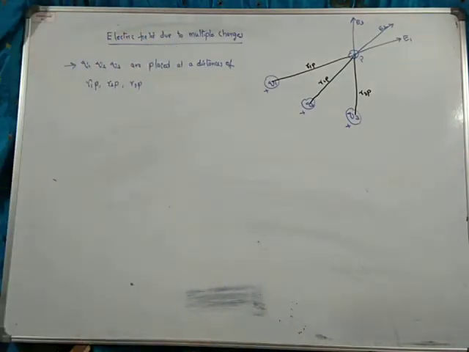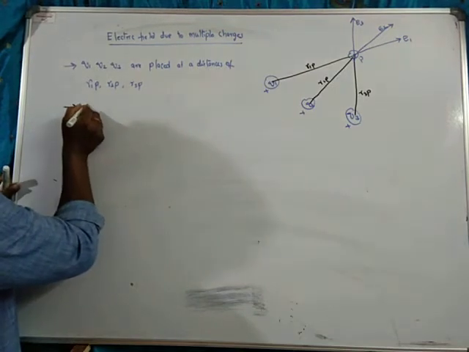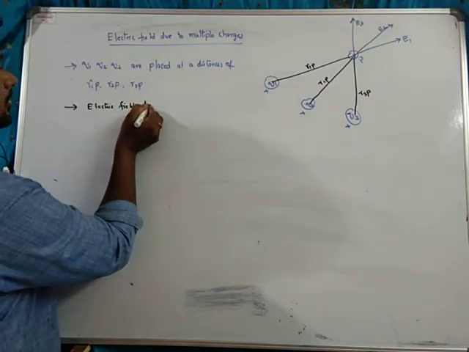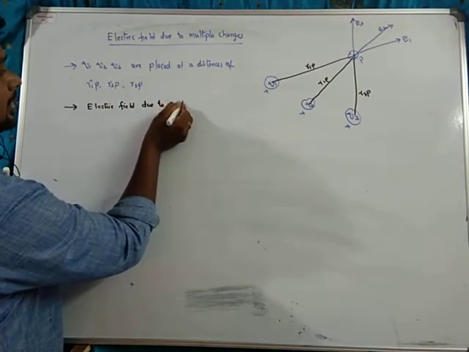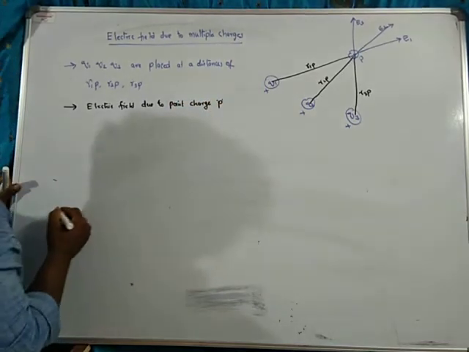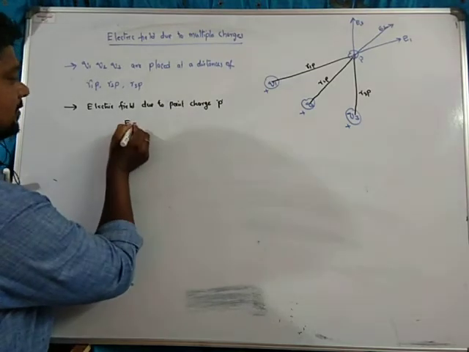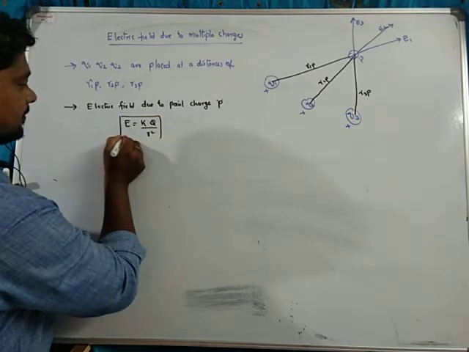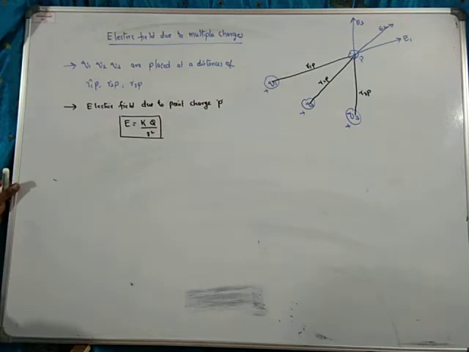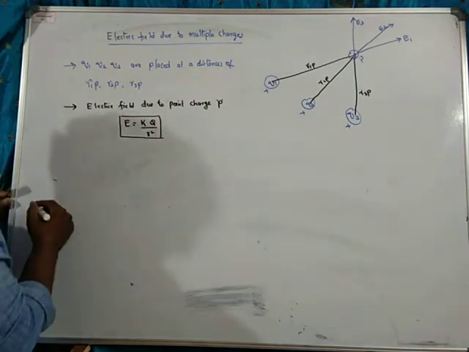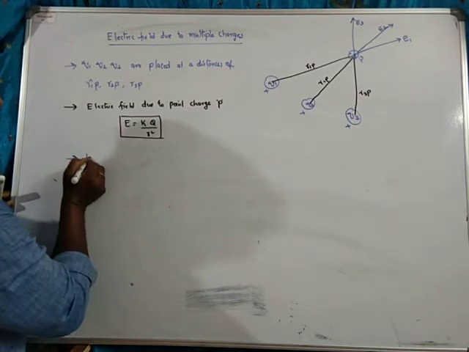Okay, we will define the general electric field due to a point charge. E is equal to KQ by R square. Whenever we consider a point charge, it is like this, but here we have multiple charges. For multiple charges, at every point we have an experience of electric field. So here we have electric field 1.